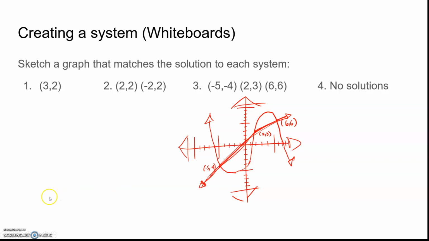Okay, so that is the end of our lesson here. What I would like you to do now is to move on to your Delta Math, which should be Skill 11 IP, Inferring Answers from Systems. And hopefully you have time to get that done in class.